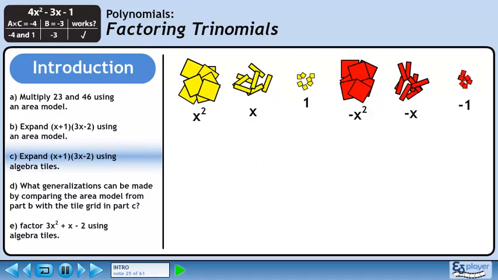In part C, we'll expand x plus 1 and 3x minus 2 using algebra tiles. Let's draw a grid so we can organize our tiles. X plus 1 can be represented in the left column by a yellow rectangle and a small yellow square. Three x minus 2 can be represented in the top row using 3 yellow rectangles and 2 small red squares.